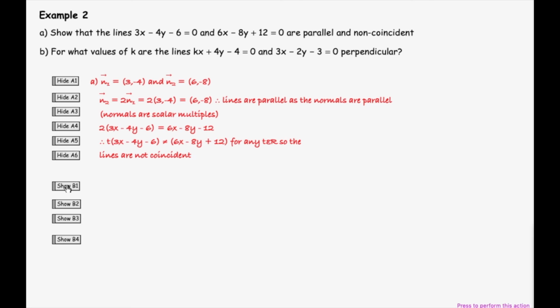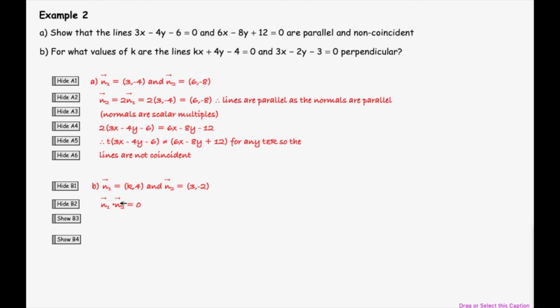So again, I'm going to take a look at what the normals are. The normal for line 1 is (k, 4). The normal for line 2 is (3, -2). So let's start there. Now, if they are perpendicular, what does that mean? Well, that means the dot product of those normals would have to be 0. Why? If you are perpendicular, the angle between the lines is 90, and of course, the cos of 90 is 0. So that would give us a dot product of 0.